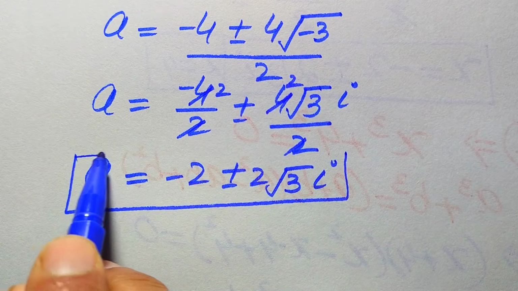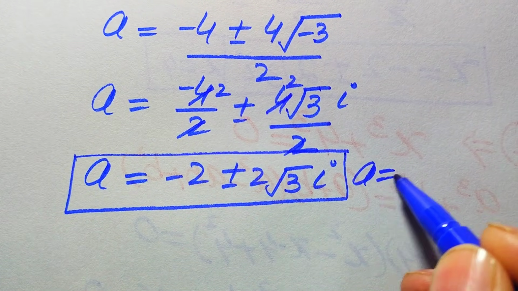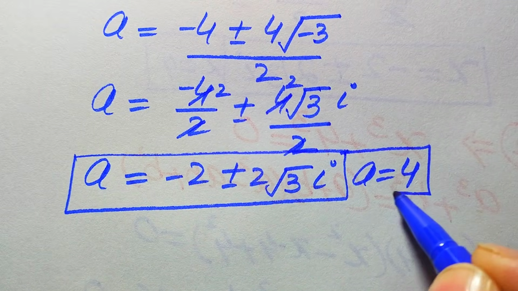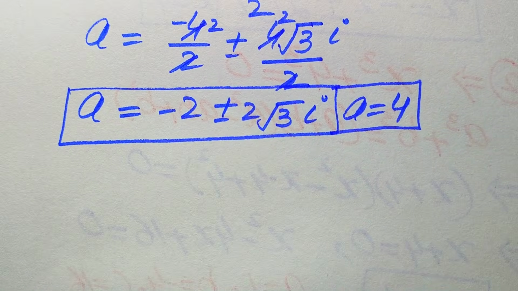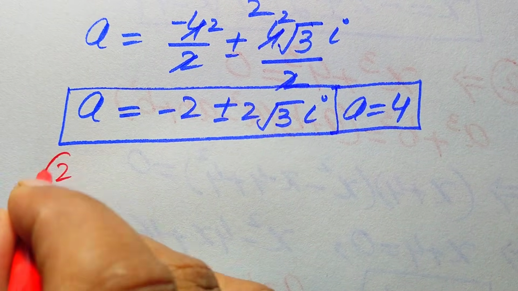So these are the other two complex roots of the given equation. And here we get the first real root, it is a equals to 4. So these are the three roots of the given equation which we get here from the first method, from the first case. And now here we need to move towards our second equation.